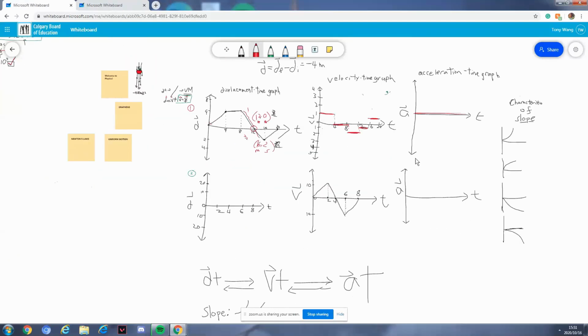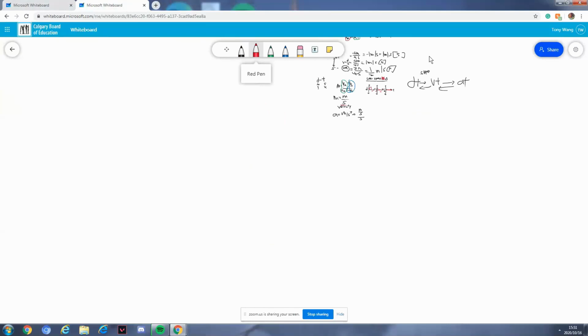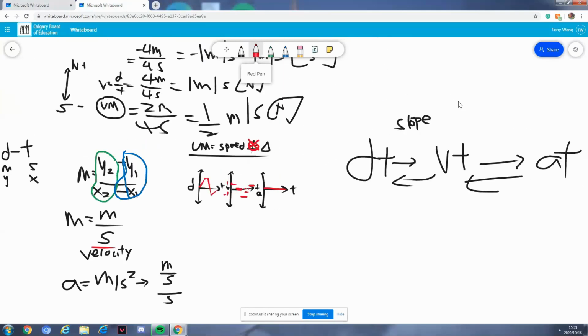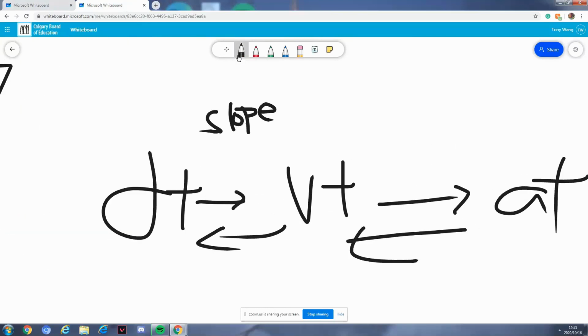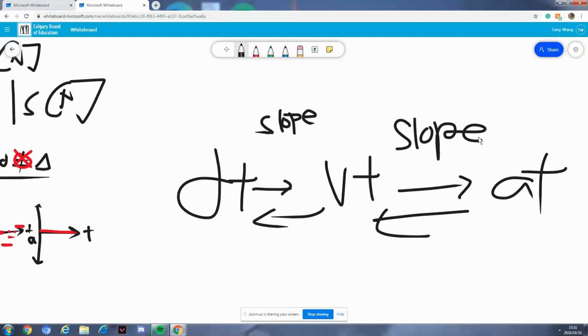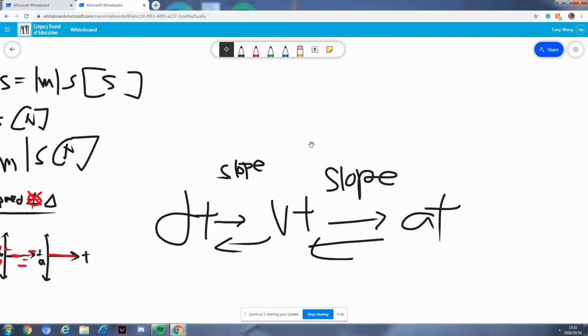All right, this question is a little trickier because now we have to convert from velocity to displacement to acceleration. Okay, so we just went over that the slope of the displacement represents the velocity. Also, the way you convert from velocity to acceleration time graph is also the slope. So why do you think the slope of the velocity represents the acceleration time graph?